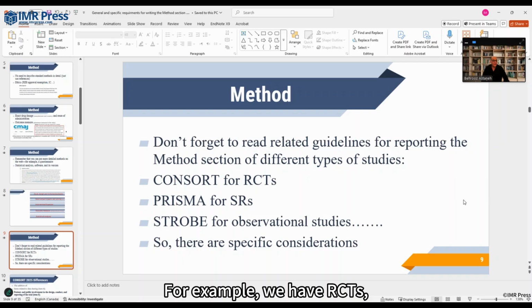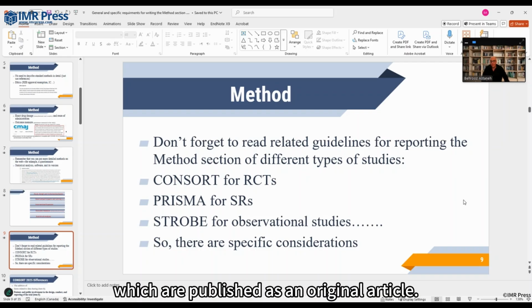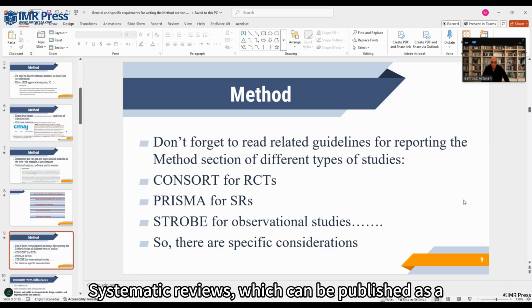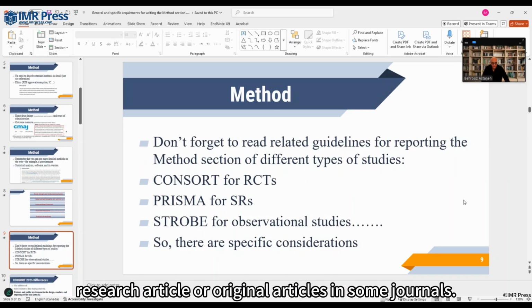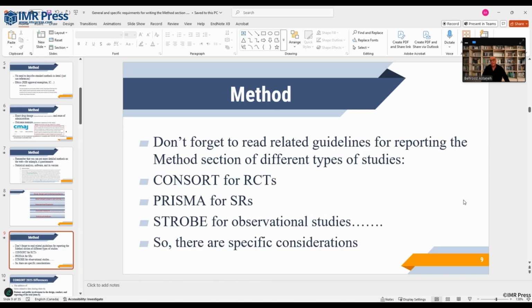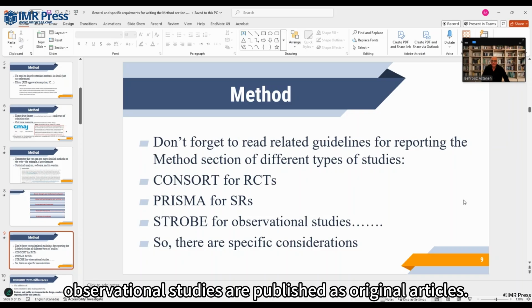For example, we have RCTs, which are published as an original article, systematic reviews, which can be published as a research article or original articles in some journals. In some journals, they are not. Or observational studies are published as original articles.